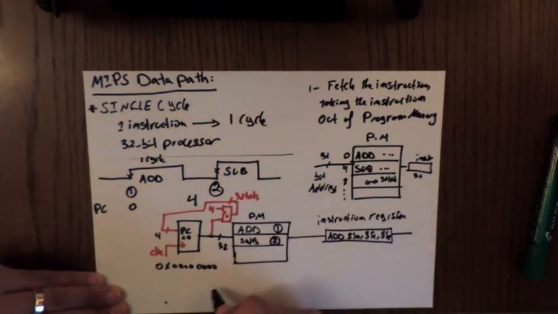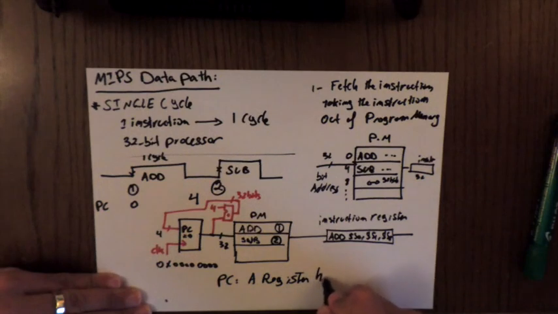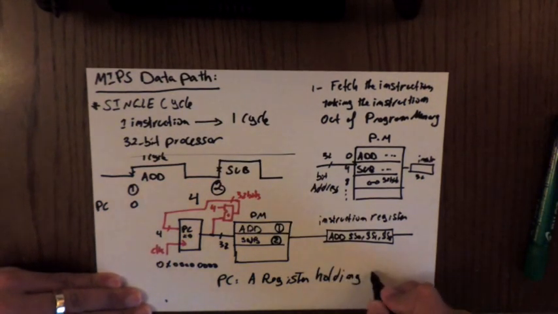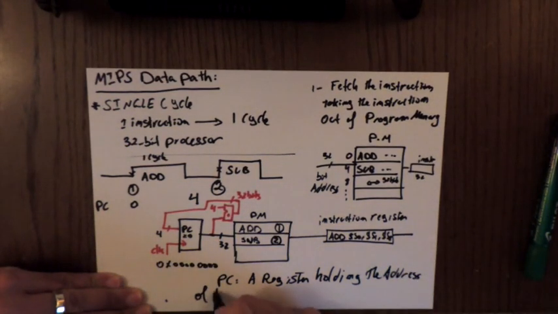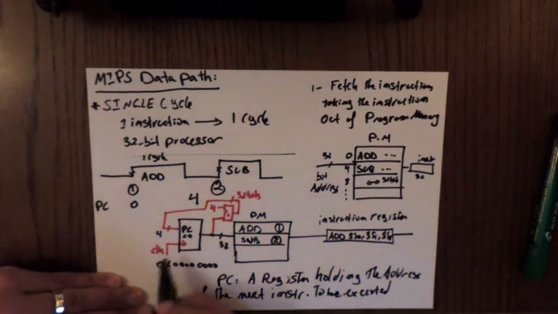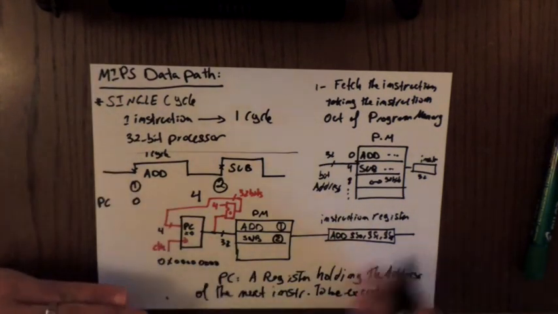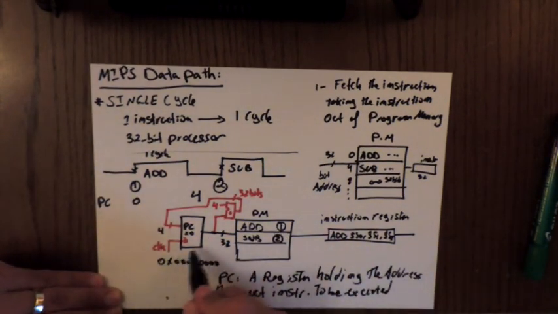So this is 1 happening at the first cycle, this is 2 happening at the second cycle, and the PC, I can define it as a register holding the address of the next instruction to be executed. So the PC holds 4, so that the next time we're gonna fetch sub, it's already ready on the next clock cycle.